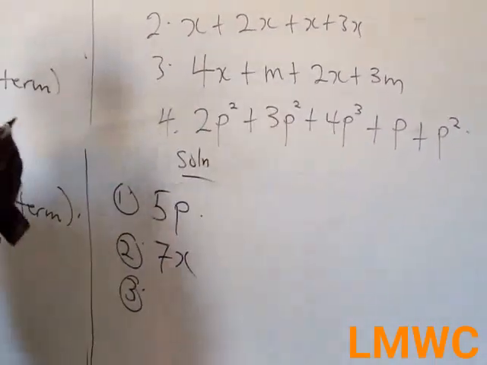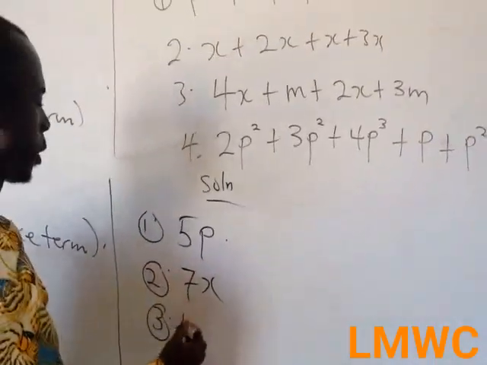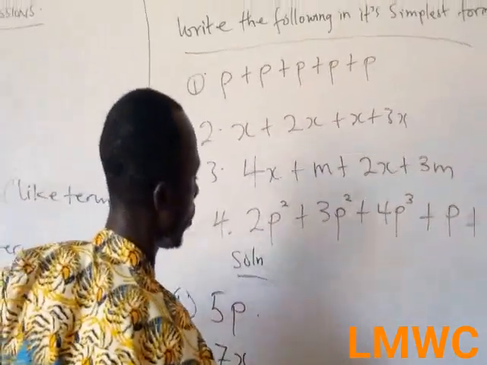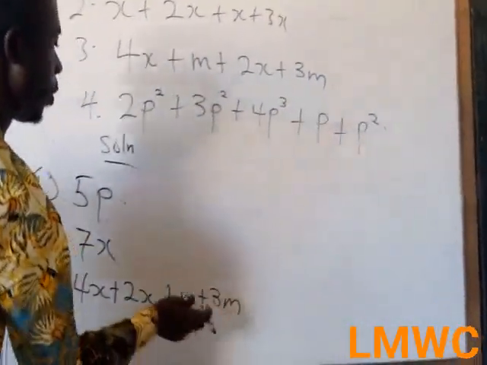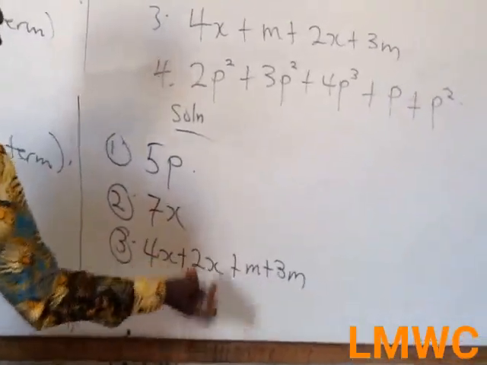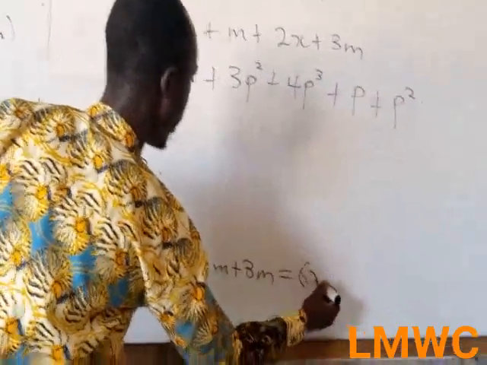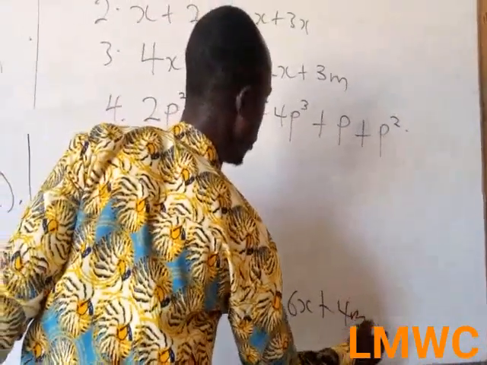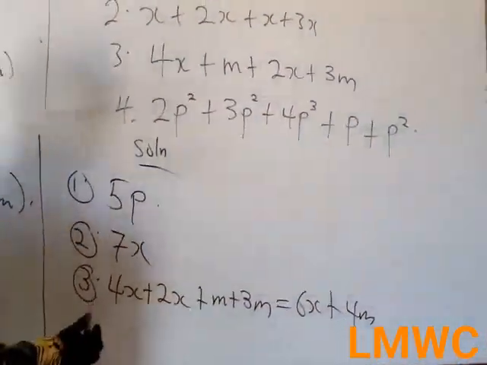3. So this one, you group it. I want you to write it in its simplest form. So it's 4x plus 2x plus m plus 3m, because this is a like term and these two are like terms. So 4x plus 2x is 6x, plus m plus 3m is 4m. So that is the answer.